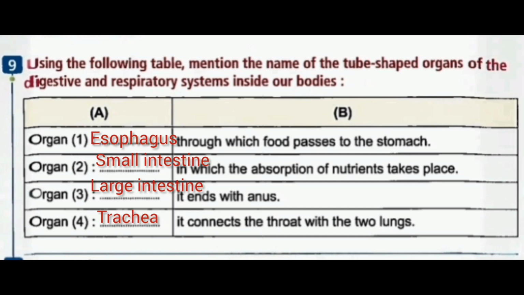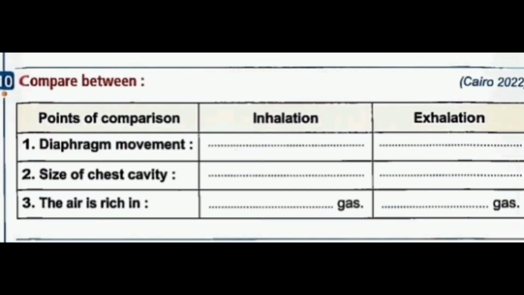Next table, question number 10, compare between inhalation and exhalation. We will compare in number 1, diaphragm movement. Number 2, size of chest cavity. Number 3, the air is rich in which gas? Let's start with number 1, diaphragm movement. In inhalation, the diaphragm moves downward. In exhalation, the diaphragm moves upward.